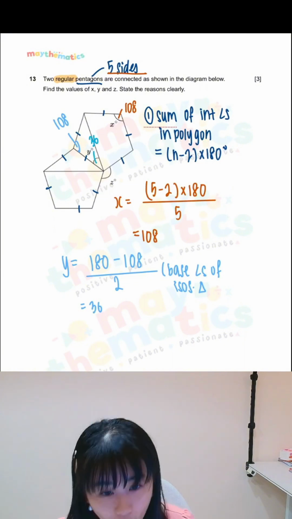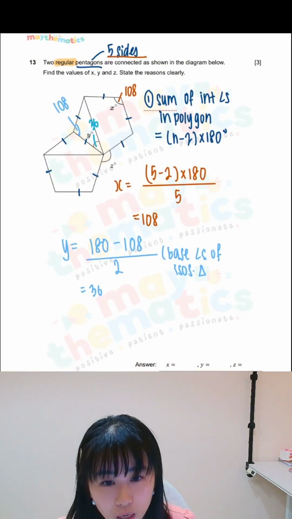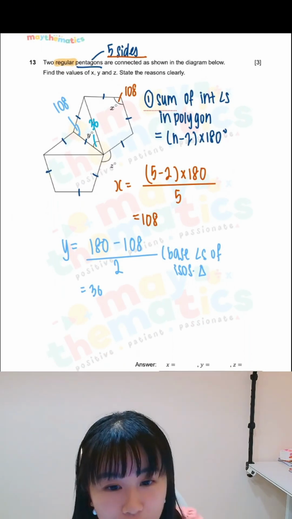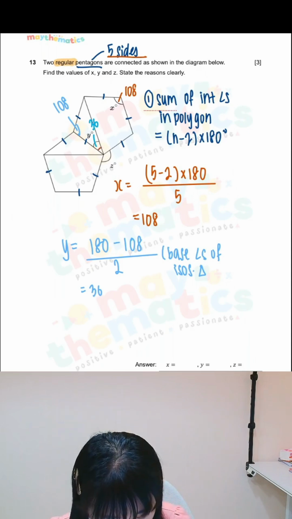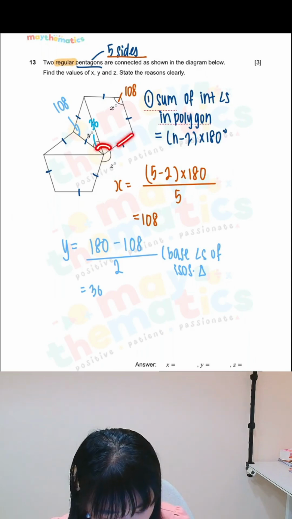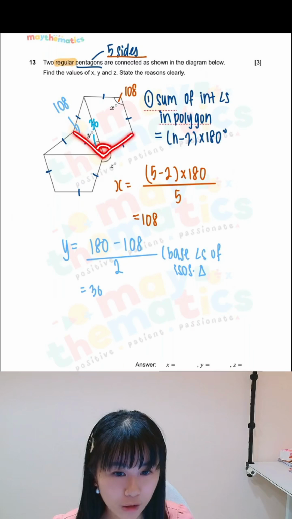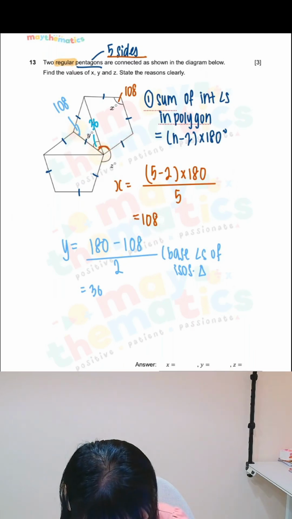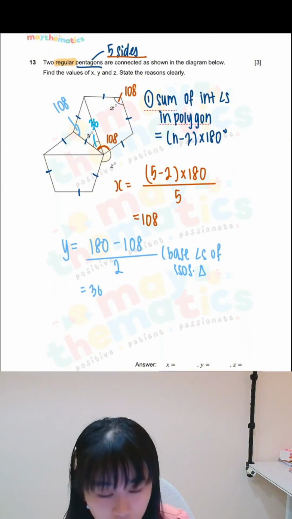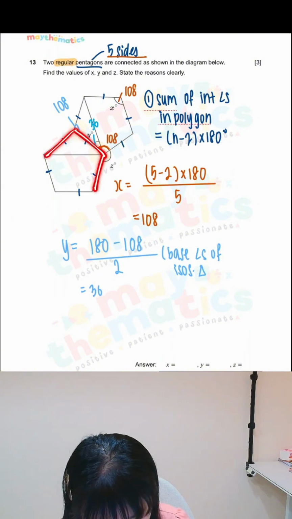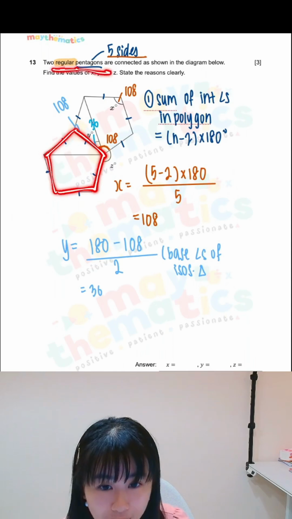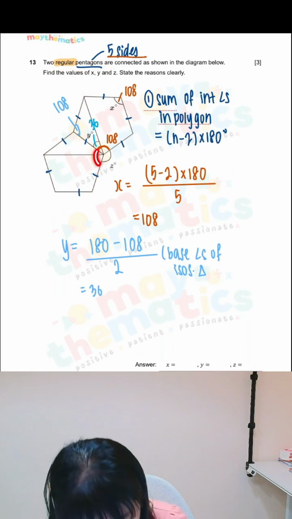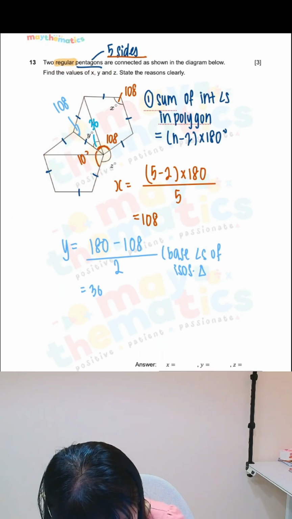Okay, so now what? Now I will ignore that 36, okay? Because I want to find z, I will ignore it so that it's easier. Because this whole thing is an interior angle of this polygon. So just now we already found the interior angle is 108. So I will treat this whole thing as 108. And this polygon is still the same pentagon. It's the same as this. So I will know this interior angle is also 108.